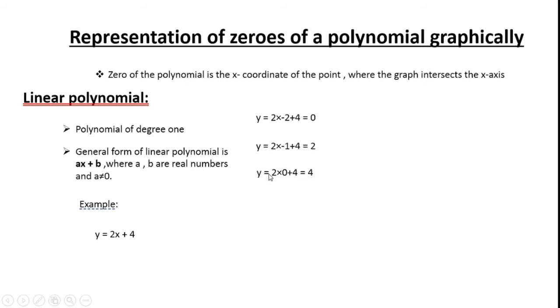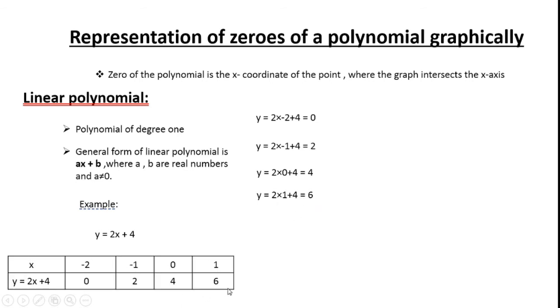The next, y equals 2 into 0 plus 4. I am giving x equal to 0. So we are getting 4. 2 into 0 is 0, plus 4 is 4. Next, x equal to 1. See here, x equal to 1. So we are getting y as 2 into 1 plus 4, which is 6.